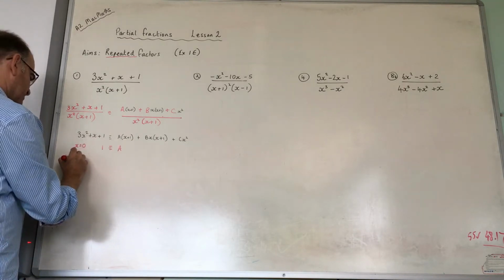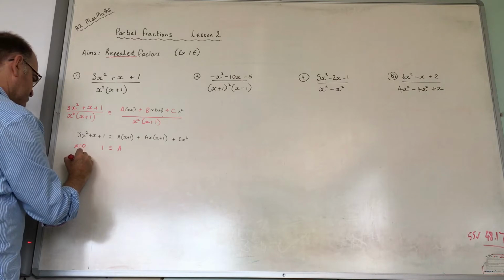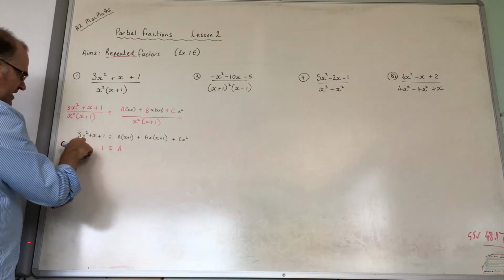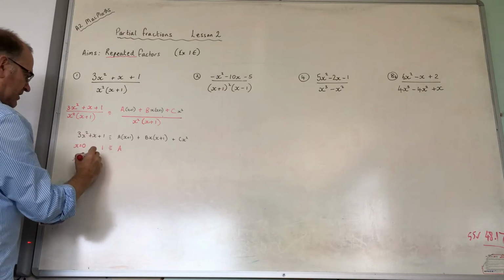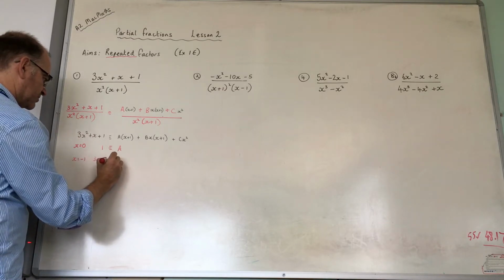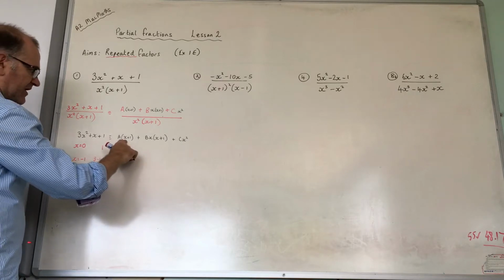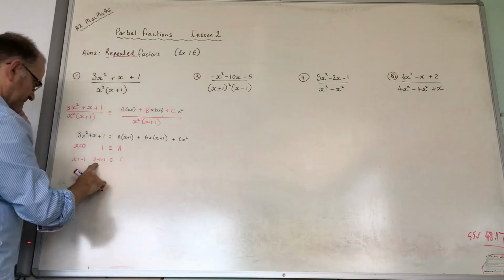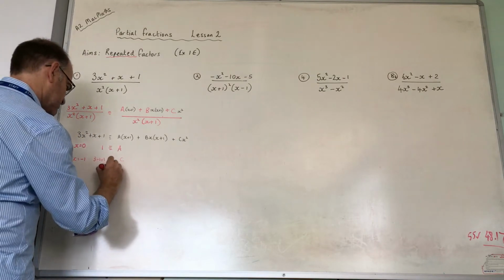If I go with x is minus 1, and put that into there, minus 1 squared is 1, so I've got now 3 minus 1 add 1 is equal to c, so that's nice. So 3 is equivalent to c.